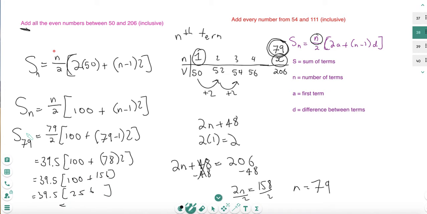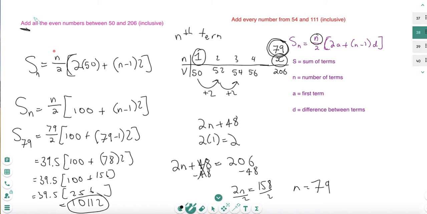And now you're just going to multiply these numbers. 39.5 times 256 is 10,112. And that is the sum of every even number between 50 and 206, okay?